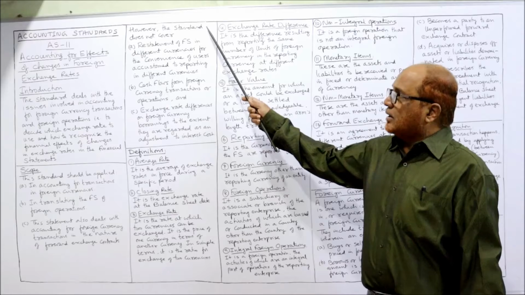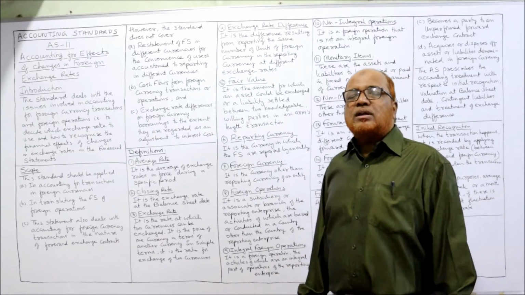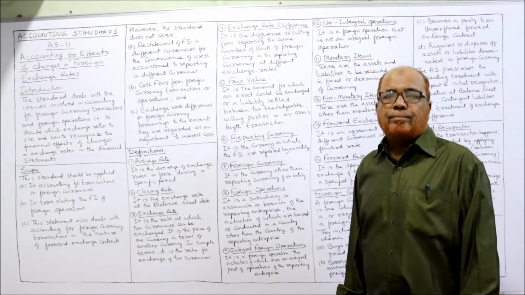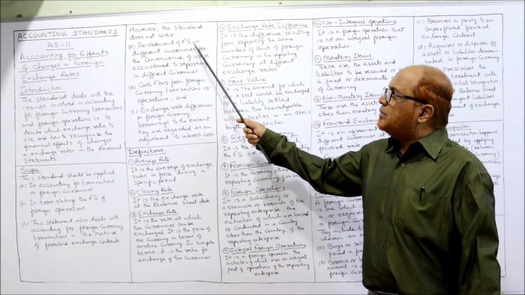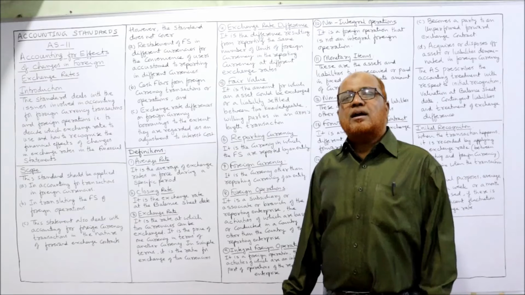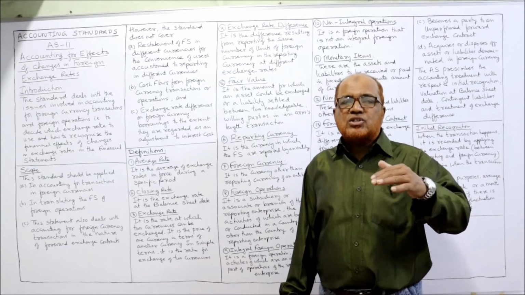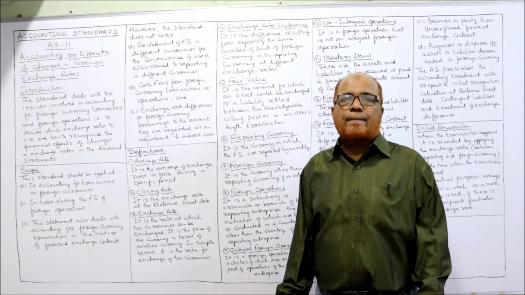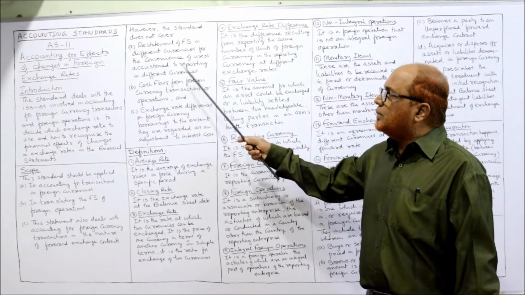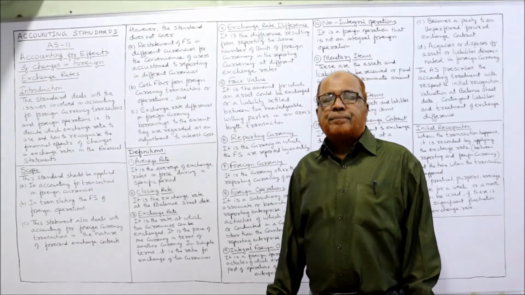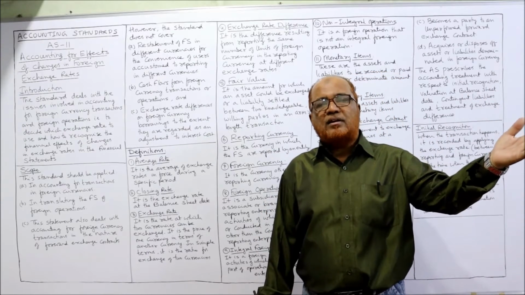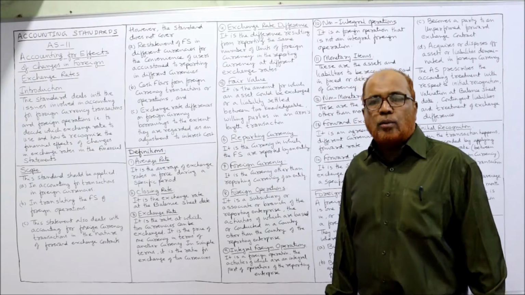Now, however, the standard does not cover certain areas. What are the areas on which AS11 is not applicable? The first area is restatement of financial statements in different currencies for the convenience of users. Sometimes a company will convert the financial statements into different currencies for the purpose of users accustomed to reporting in different currencies. That means a company is accustomed to converting the financial statements of different countries into their home currency.